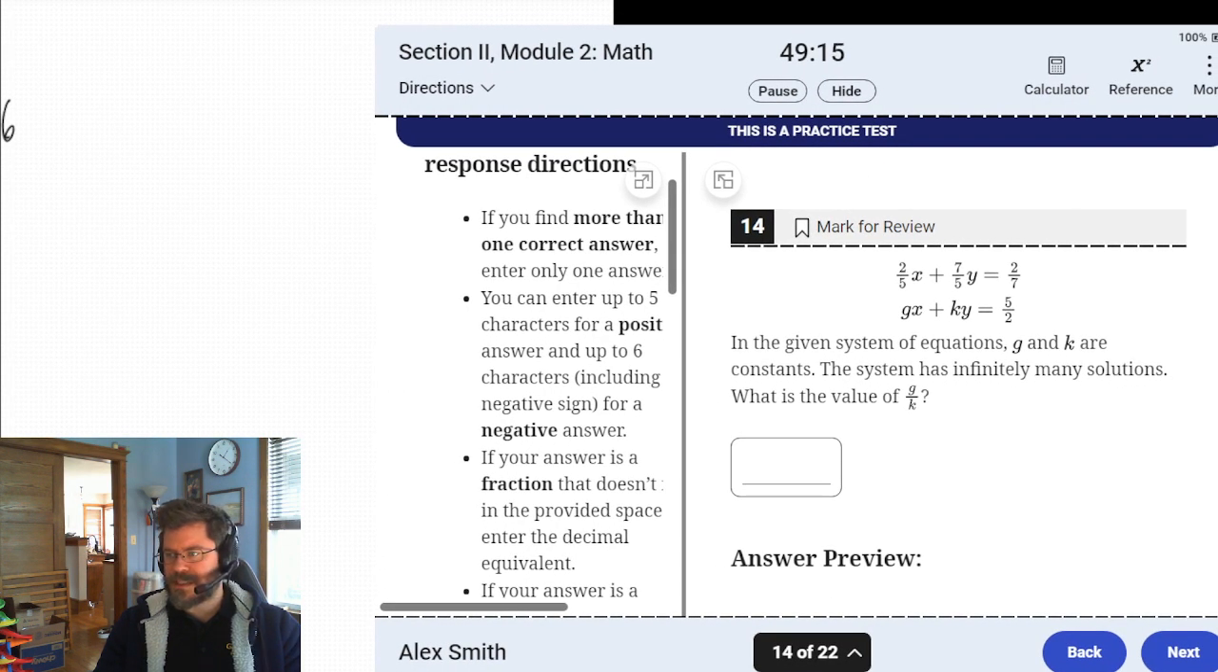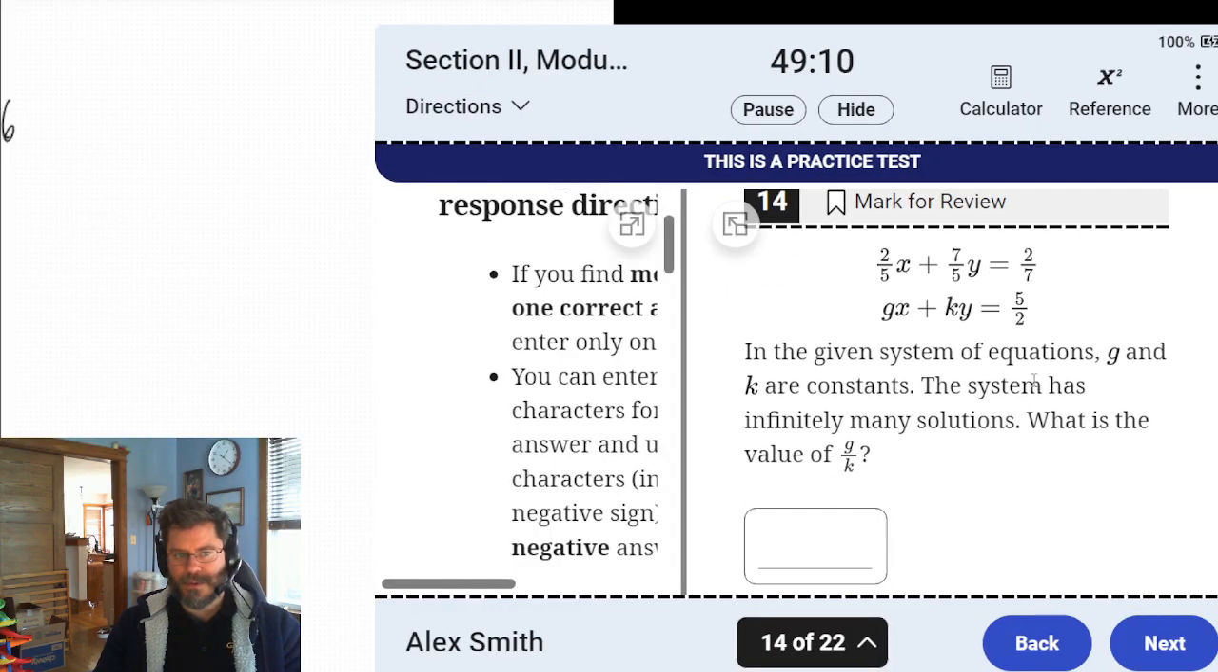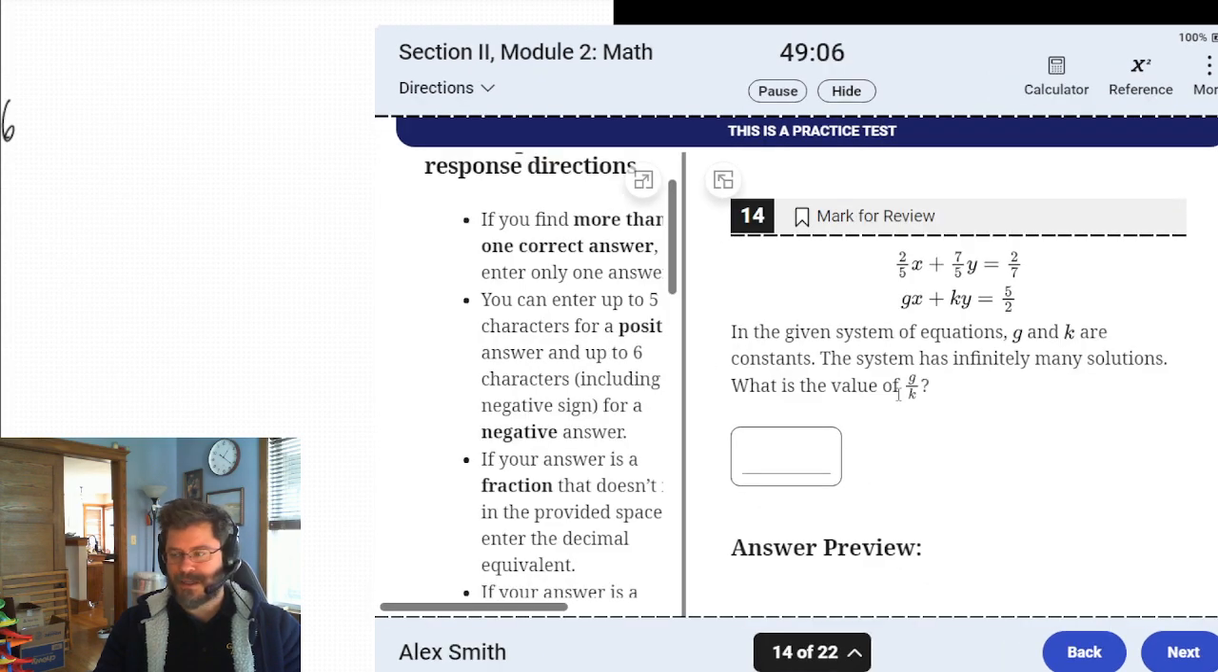All right, we got a crazy looking system of equations. If you've done previous Bluebook tests, you will recognize this guy. This is very similar to a question which I believe is on test 6. Let's go ahead and go through it.